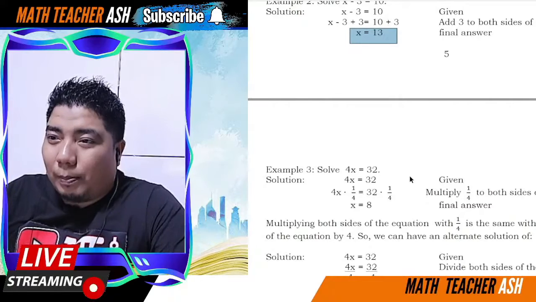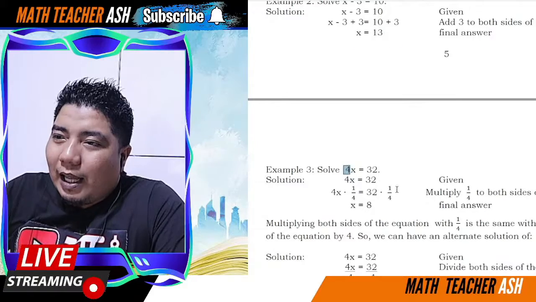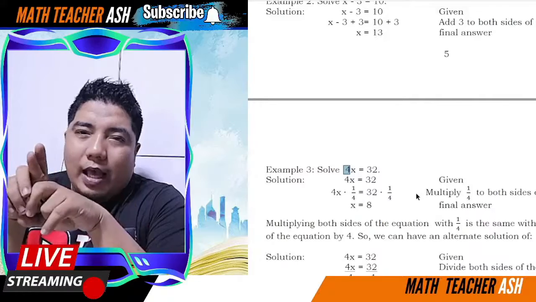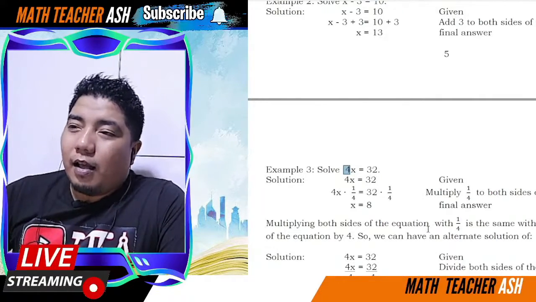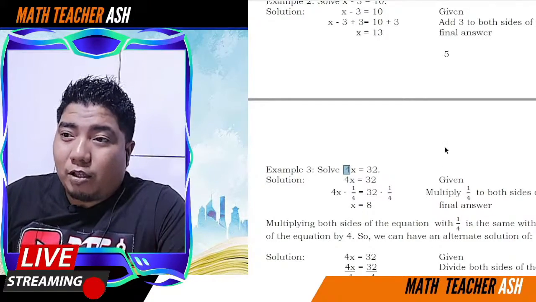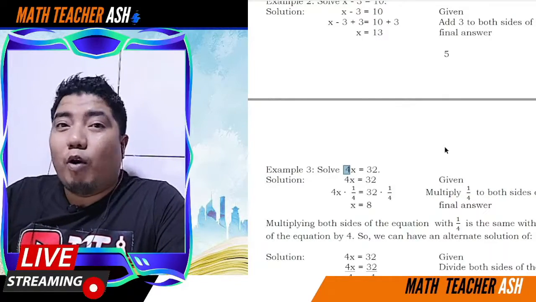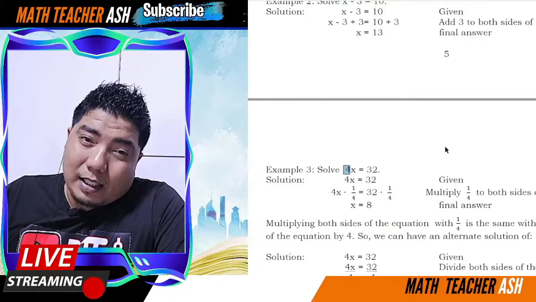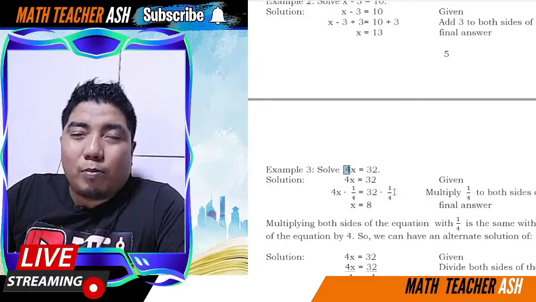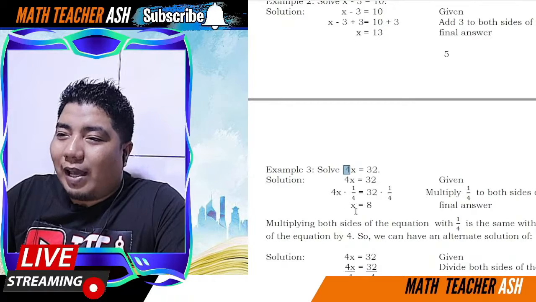So, how about kung multiplication naman? So, 4x is equal to 32. Kailangan matanggal si 4 na katabi ni x. Of course, kapag magkatabi ang isang number at isang variable, ang ibig sabihin niyan ay multiplication. So, what is the opposite of multiplication is division, right? So, you multiply the inverse of 4. So, positive 4. Ano ba ang reciprocal ng 4? That is 1/4. So, you multiply 1/4 to the left side and you multiply 1/4 to the right side. So, 4 times 1/4, magka-cancel out na yon. So, x na lang matira.